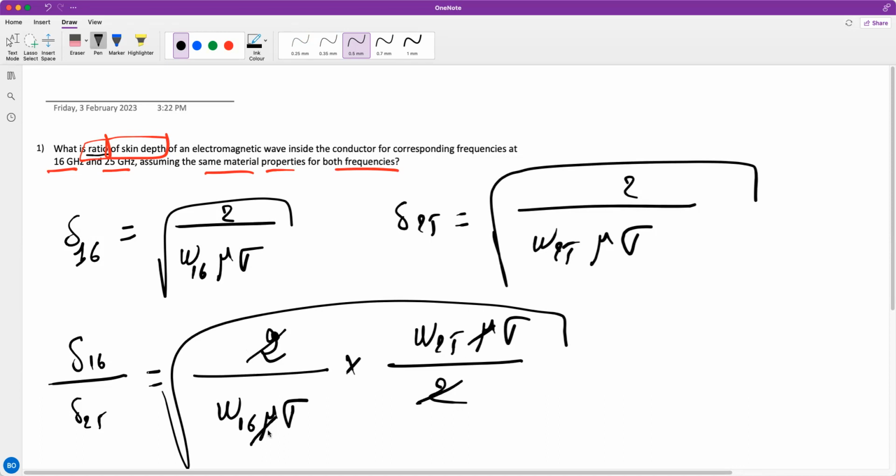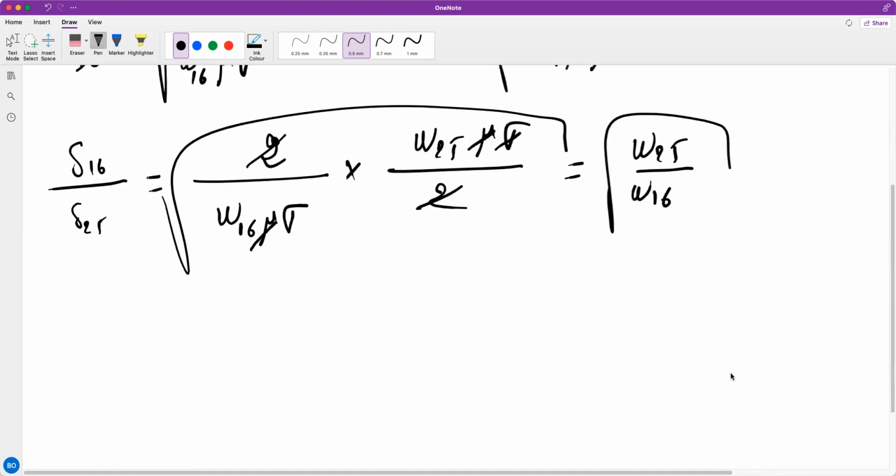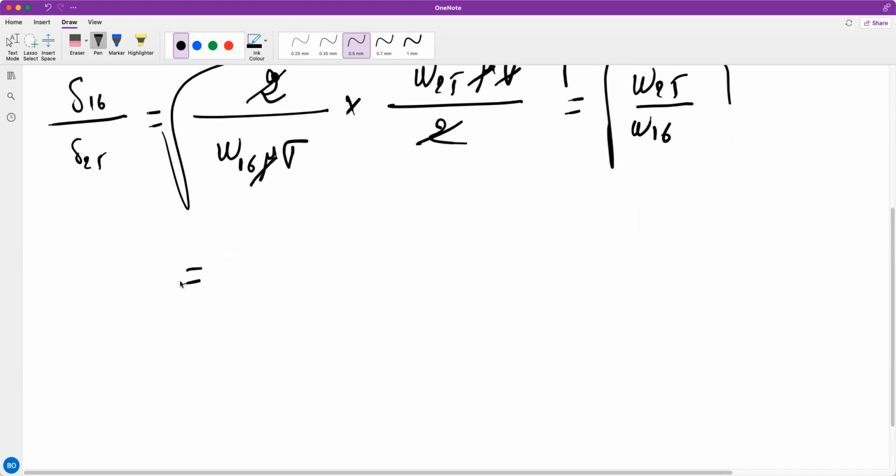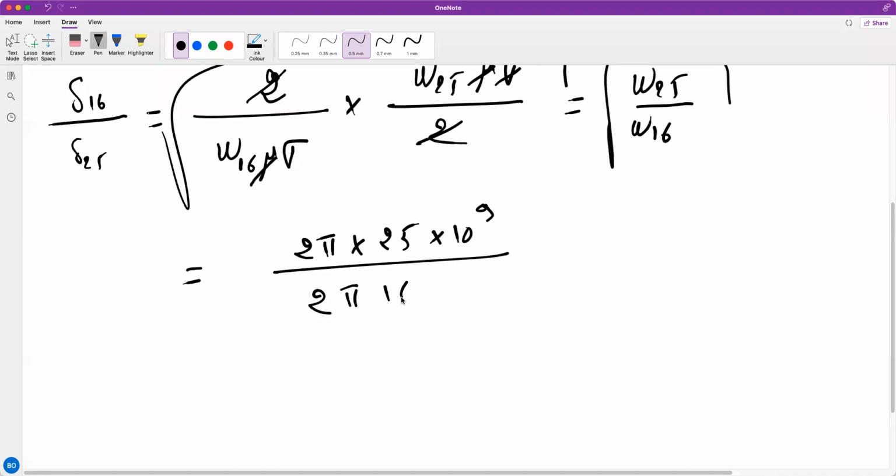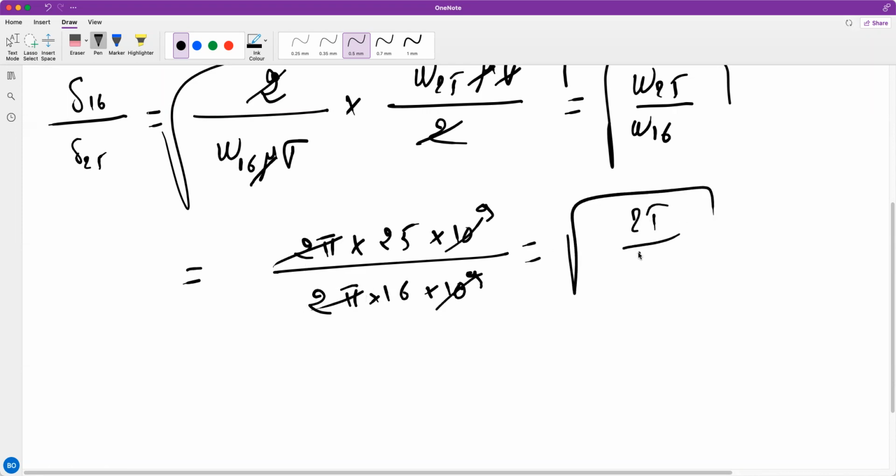And then mu is the same property, so at the end it becomes omega 25 over omega 16. So what is this? Well, what is omega? Omega is 2 pi f, frequency. So 2 pi times 25 gigahertz, 10 to the 9, divided by 2 pi times 16, 10 to the 9. So at the end you have 25 over 16. I was calculating, and I think 1.1.